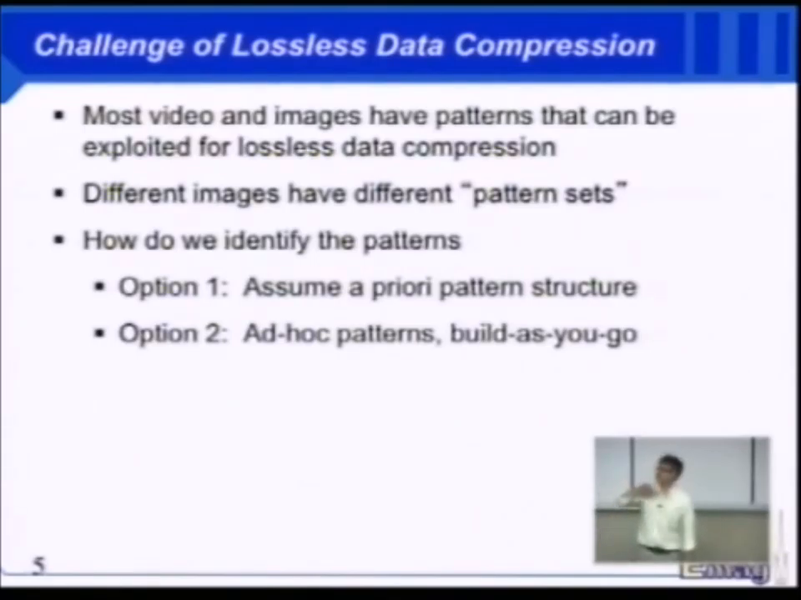So we actually have two options. We can do what I did on the previous slide, and I can assume an a priori pattern that I know, or there's a clever way to use an ad hoc pattern that you build as you go. In other words, you build the cipher or the coder, the key that we had on the previous slide, by first making a pass through the data that you're compressing and kind of building what you think should be the code book for that. And that's where most of these techniques are used.